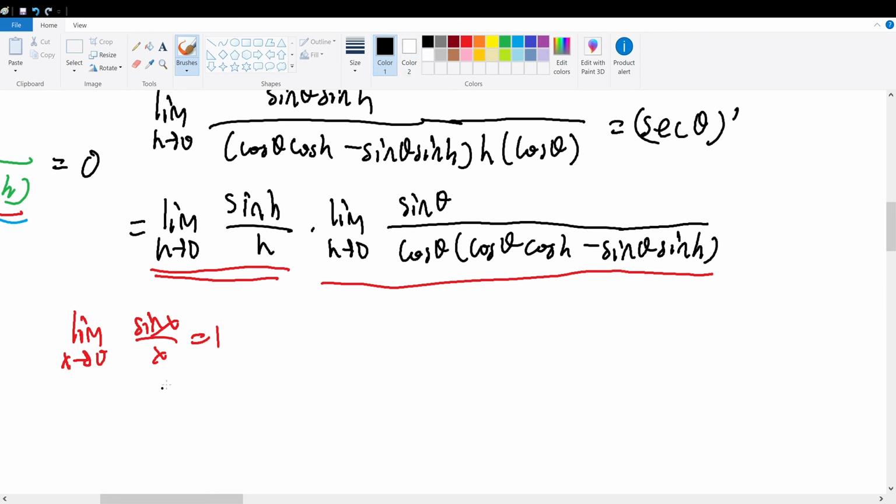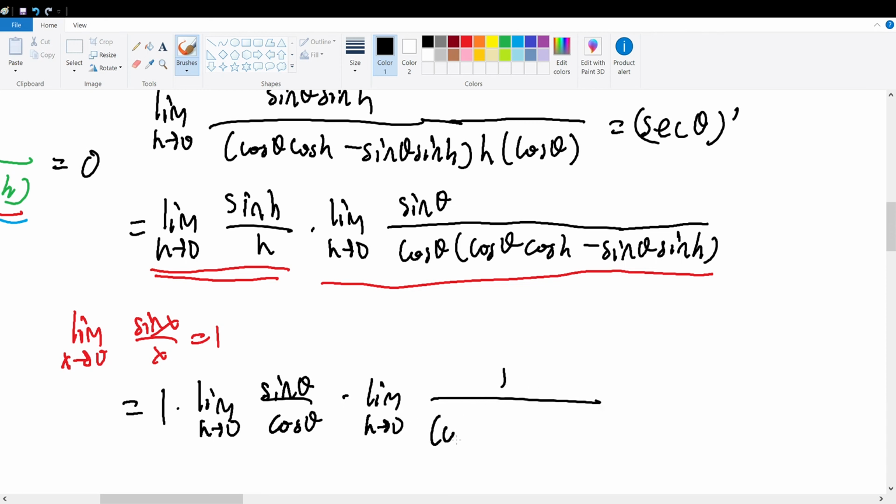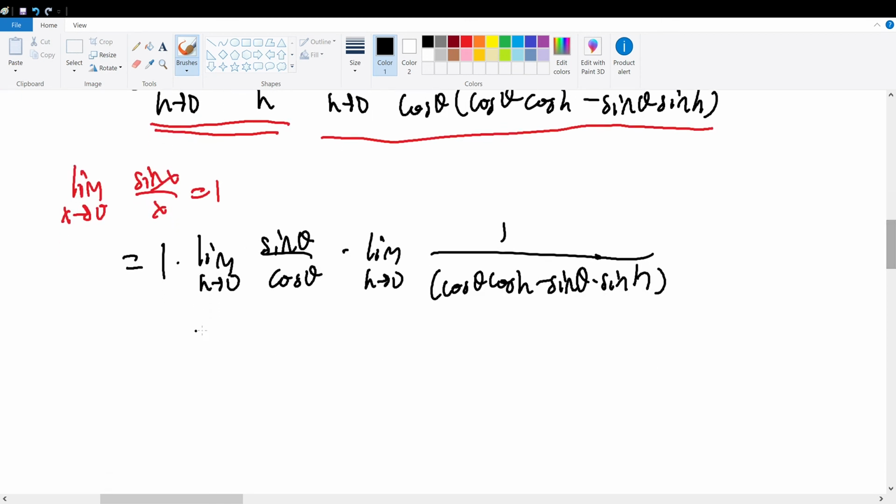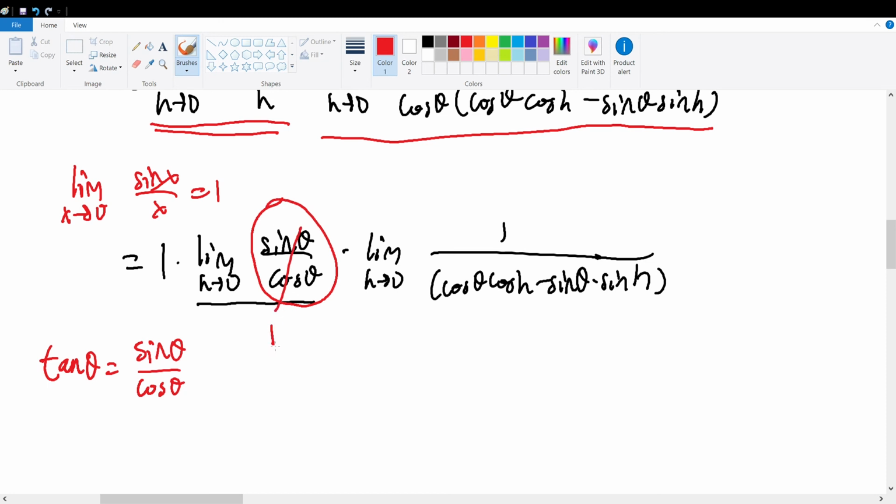And to evaluate this limit, we must further break up the limit to be the product of two limits, which is now becoming 1 times the limit as h goes to 0 of sine of theta over cosine theta times the limit as h goes to 0 of 1 over cosine of theta times cosine of h minus sine of theta times sine of h. So with this, we can evaluate this limit because we know that the tangent function can be defined in terms of sine and cosine to be equal to the sine of theta over cosine of theta. Therefore, sine of theta over cosine of theta in this limit right here becomes nothing more but tangent of theta.